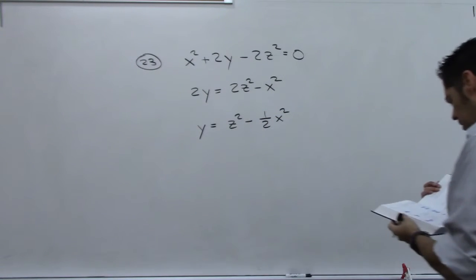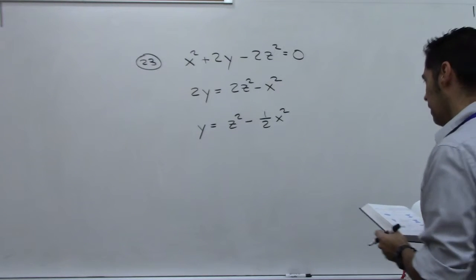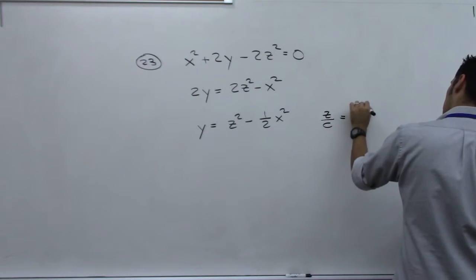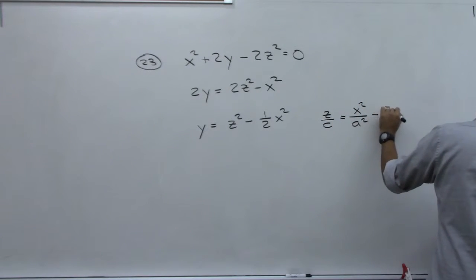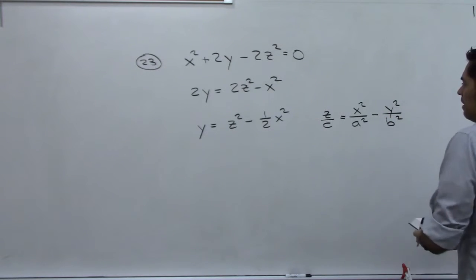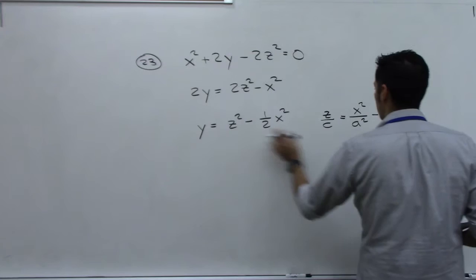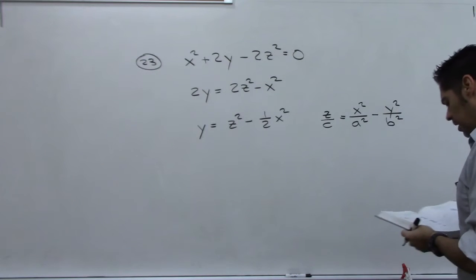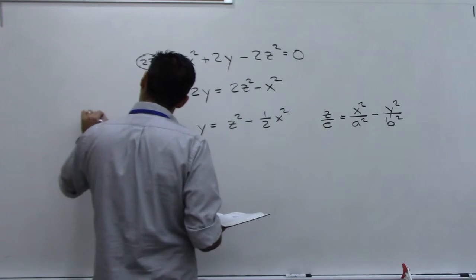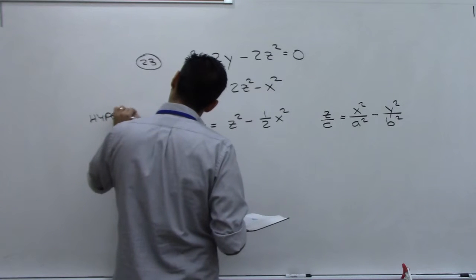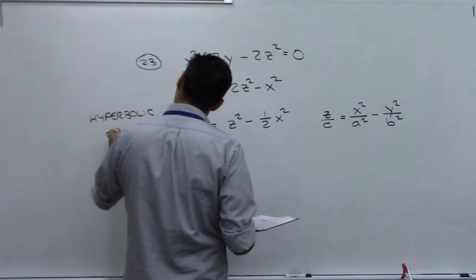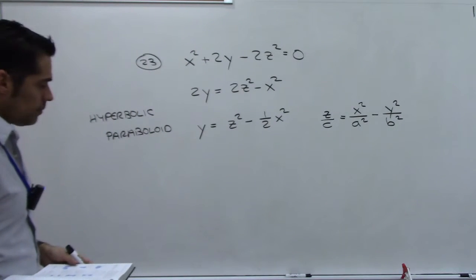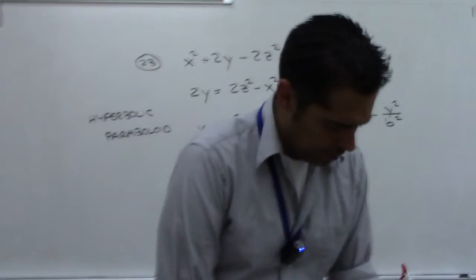So this looks a lot like the formula for a hyperbolic paraboloid. This is the formula for hyperbolic paraboloid: z over c equals x squared over a squared minus y squared over b squared. So notice you've got two variables that are squared, one that's not. You've got subtraction between these two. And so this is definitely going to be a hyperbolic paraboloid. And I won't go through and try and draw it. That would be a hard one to draw.